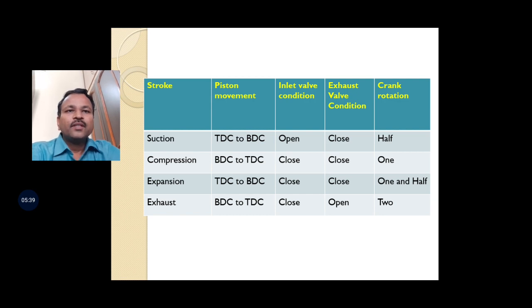So the movement of the piston is the suction stroke, TDC to BDC. Inlet valve is open, exhaust valve is closed, crank rotation is 0.5. Compression stroke, BDC to TDC. Inlet valve condition is closed, exhaust valve condition is closed, crank rotation is 1.